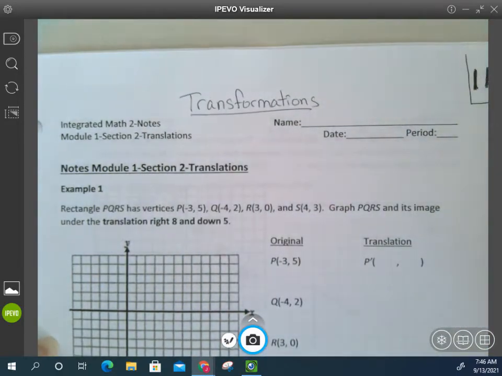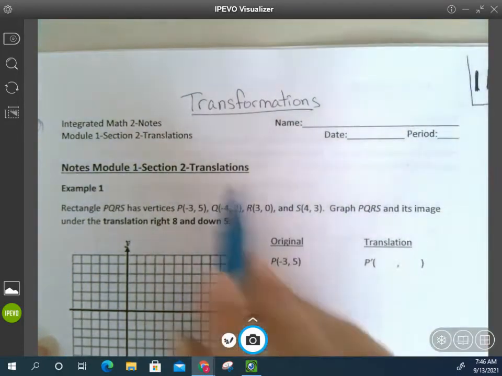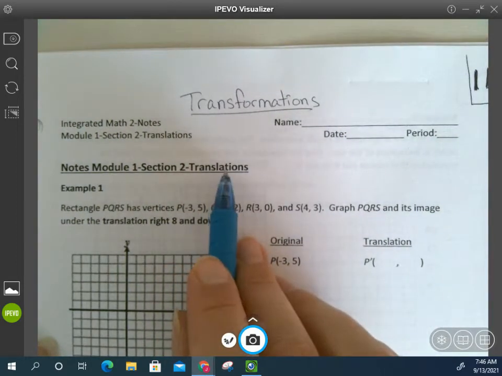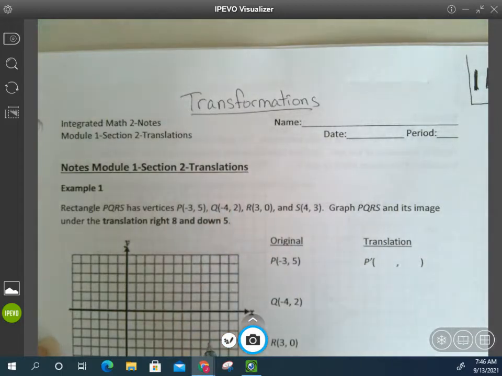We've got reflections, which we did. We've got translations, which is shifting up, down, left, or right. And then we have dilation, making it bigger or smaller. And we have rotation, which you pick a point and you rotate the shape around it.